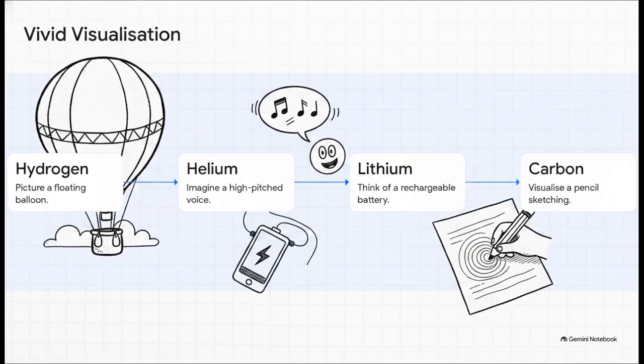Moving on to trick 3, vivid visualization. The human brain remembers bizarre images far better than abstract letters. Picture a bright red floating balloon bouncing against a ceiling. That's hydrogen. Now imagine inhaling from a balloon and suddenly speaking in a ridiculous high-pitched voice. That's helium. Think of the hot rechargeable battery tucked inside your mobile phone for lithium. And for carbon, visualize a really sharp pencil sketching darkly on paper. By attaching these vivid, sensory mental images to abstract symbols, you lock them securely into your long-term memory.